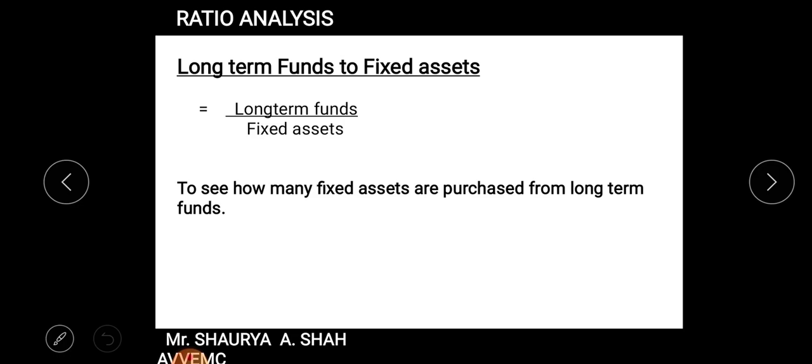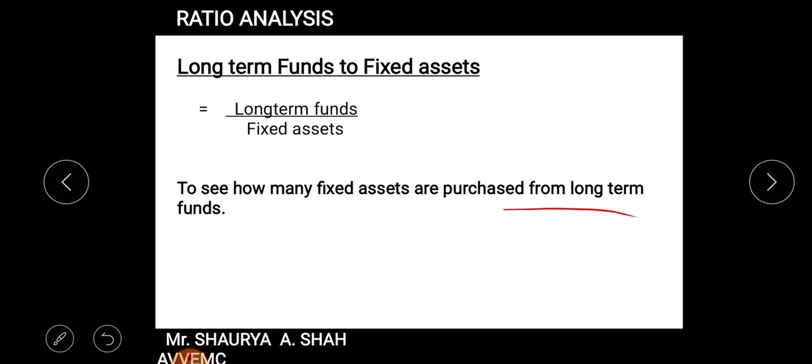And the last is your long-term funds to fixed assets ratio, to see how many fixed assets are purchased from long-term funds, right? So total long-term funds divided by fixed assets. So you will come to know about the long-term funds to fixed assets ratio. I suppose it is clear.